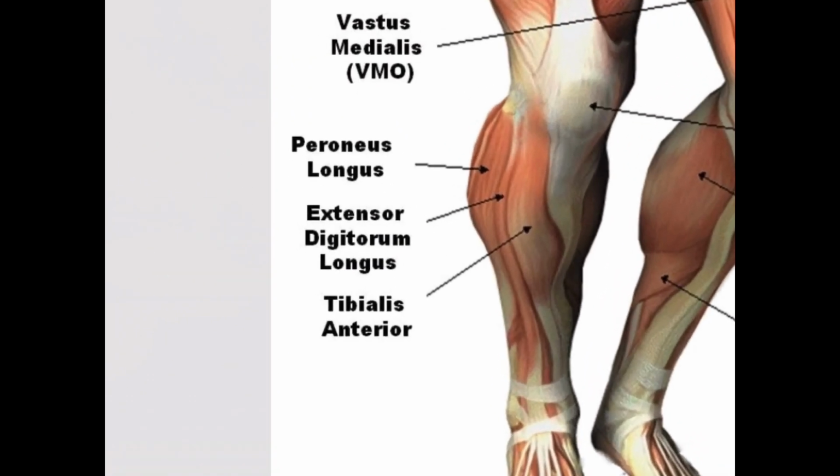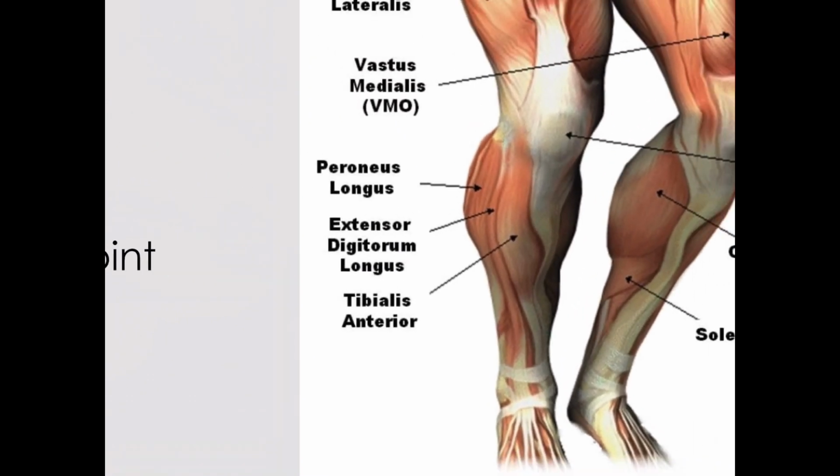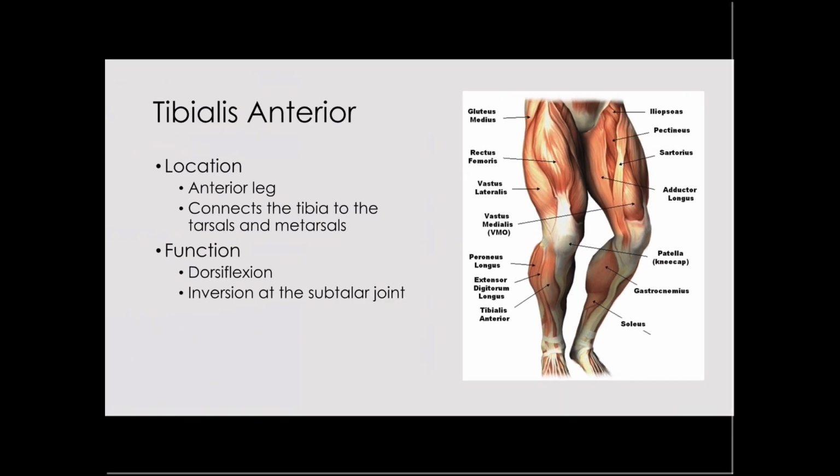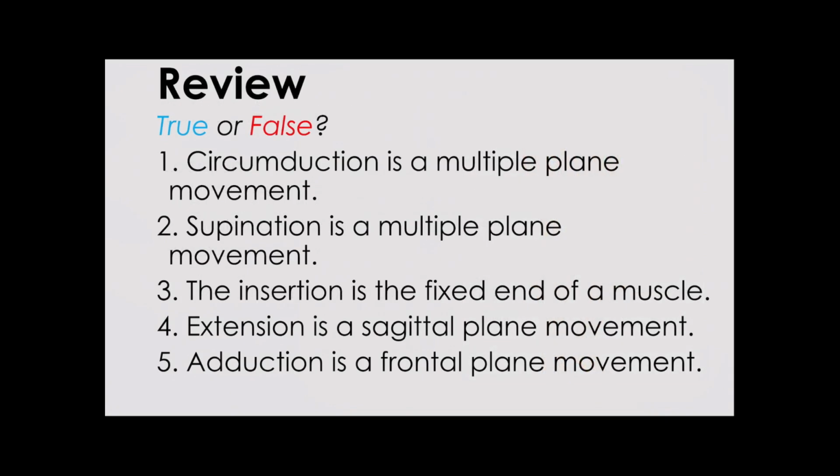And then you have your tibialis anterior, which is going to be located in the front part of your leg or your shin area. And it's going to connect your tibia to your tarsals, which are part of your ankle bones, and also to your metatarsals. So you can see right here, the bottom is the label pointing to the tibialis anterior. It goes all the way down to your talus and also your metatarsals.